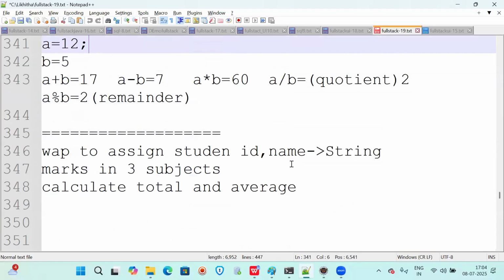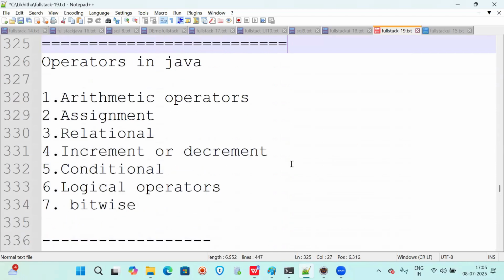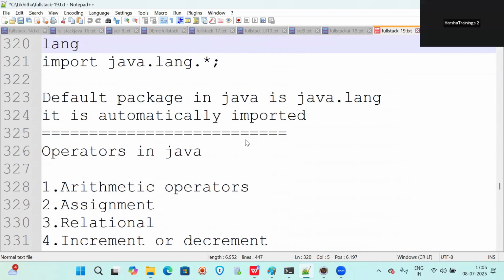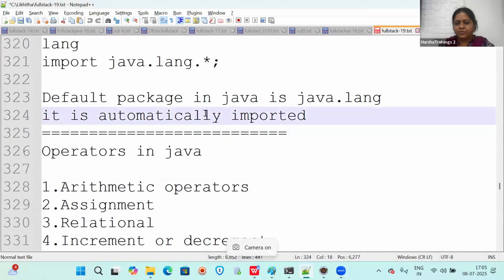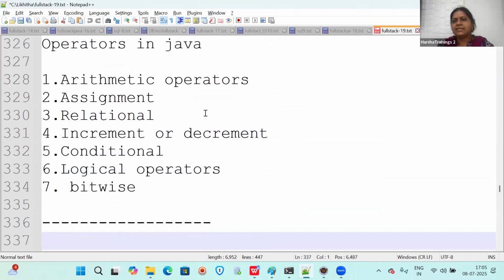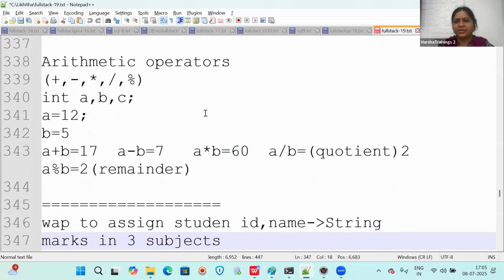So in the last session, we were discussing the operators, the different types of operators we have seen. Online students, I hope you all can hear me. If you don't understand anything, please let me know. As we discussed, these are the different sets of operators we have: arithmetic, assignment, relational, increment or decrement, conditional, logical and bitwise. These are the operators we have in Java.